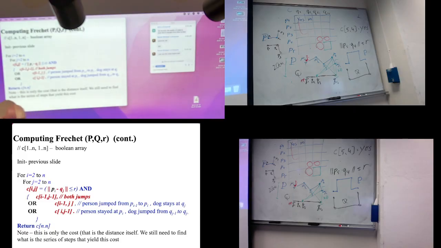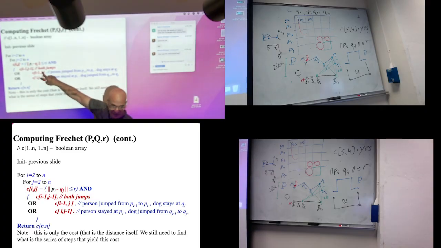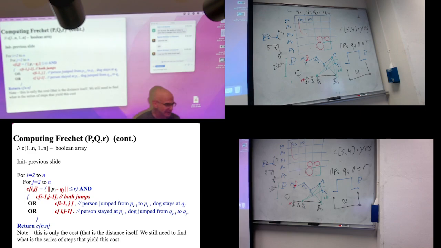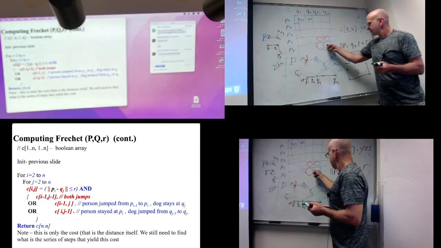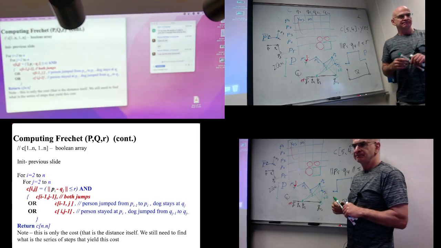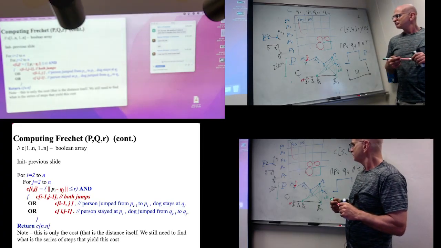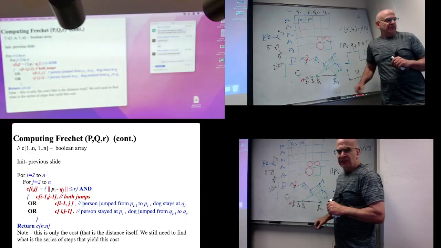And this is just a symmetric case. So this should contain true, or this should contain true, or this should contain true. And it's not XOR. If two of them are true, that's fine. But that's the only case where you write yes over here. Okay, and that summarizes the Frechet.